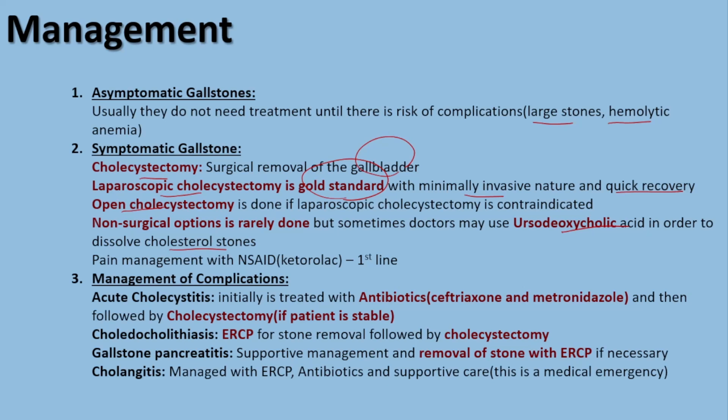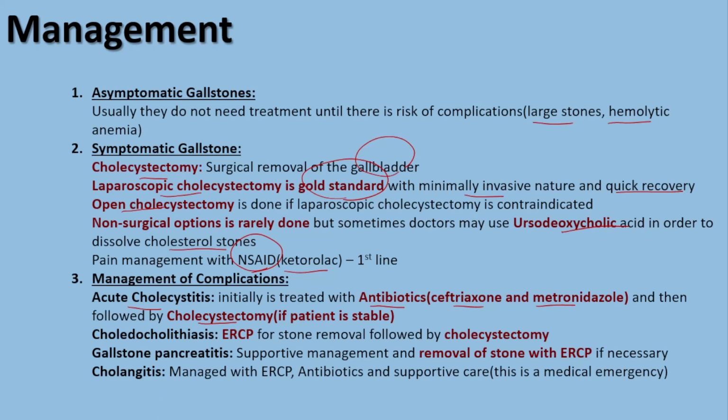And also we should have pain management in this group of patients, because they are going to have very severe pain in the right upper quadrant and epigastric region, and the drug of choice here is from the group of NSAIDs, and ketorolac is the drug that is usually used in this case. Also, we have management for complications of cholelithiasis. For example, for acute cholecystitis, we should first give the patient antibiotics. For example, ceftriaxone and metronidazole are 2 of the antibiotics that are used in this case. And after that, if the patient is stable, they should have cholecystectomy.